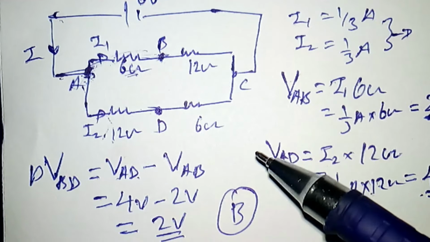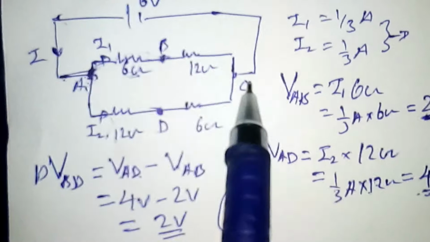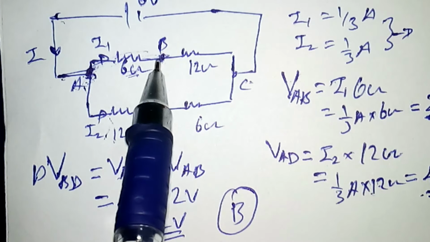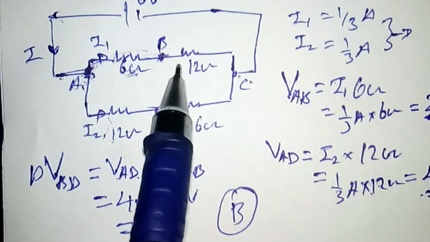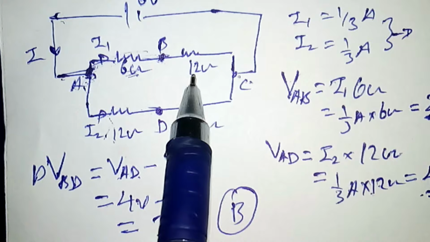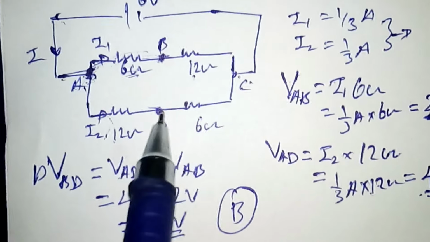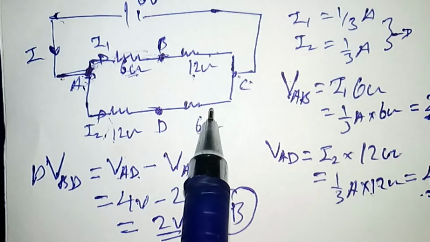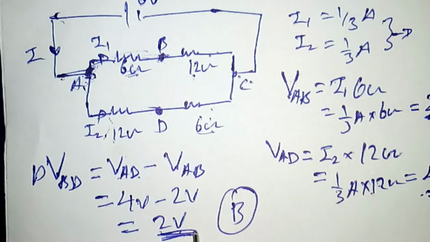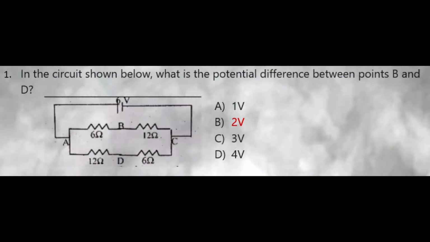But we can do this question in another way. You can find the voltage between B and C. The current through BC is 1/3 ampere, so 1/3 times 12 gives 4 volts, and the current through DC is also I2 times the 6 ohm resistor, that is 1/3 times 6, which is 2 volts. When we subtract the 2 from the 4, you get the same answer. So the potential difference between points B and D is 2 volts.